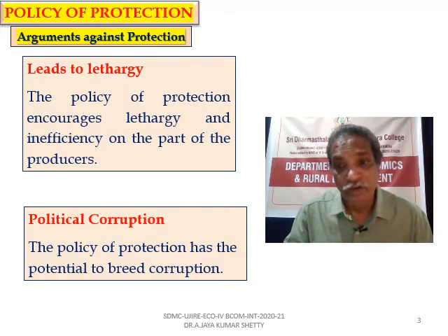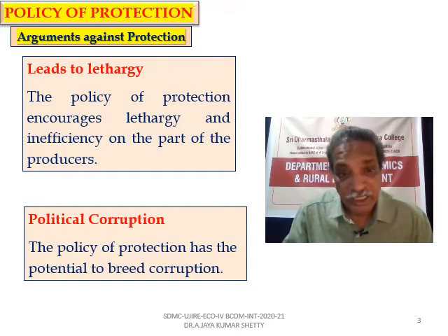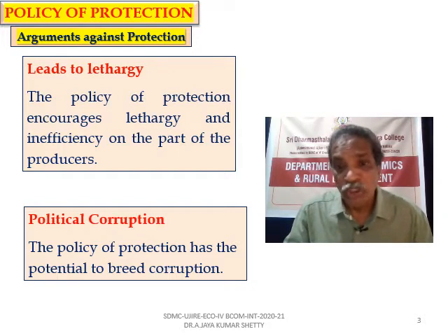The second important limitation of protection is that the policy of protectionism encourages corruption. People connected with industries desiring protection corrupt the legislators. So protectionism promotes corruption.